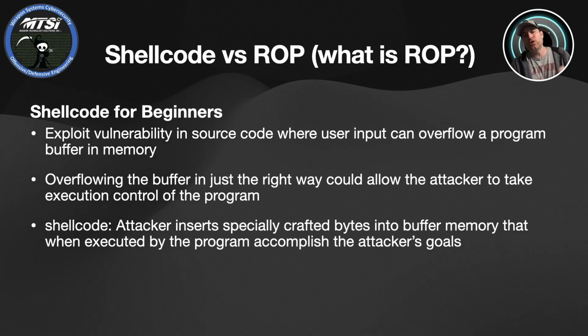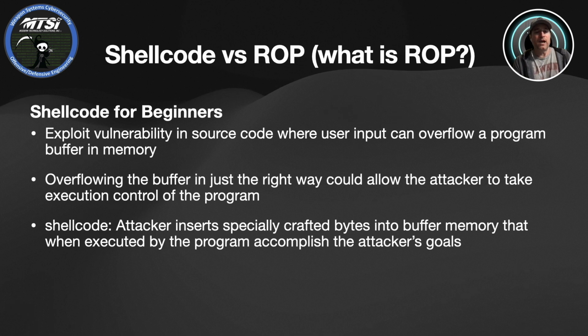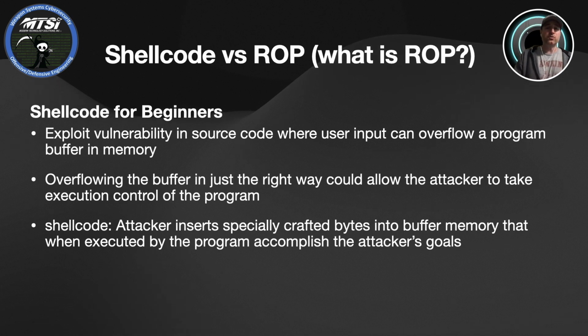Overflowing the buffer in just the right way allows the attacker to control the program, take over its execution in a very precise way. The attacker inserts specially crafted bytes, so it's not just any bytes they throw into this buffer. They have to put in very specially crafted bytes that when they're executed by the program, they achieve whatever goals the attacker has. In our case, we're looking at a reverse shell. Many other types of attacker goals, but again, maybe you want to crash the program, but maybe you don't. Maybe you want to do something very specific. So shellcode is a very, very precise ordering of specific bytes to achieve this goal.